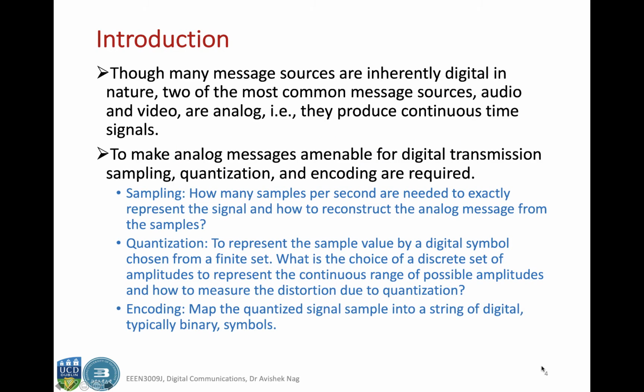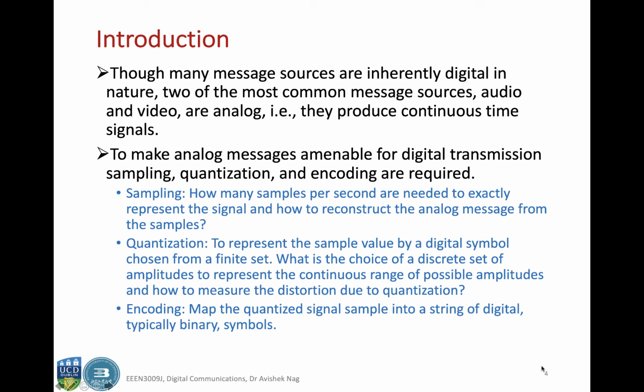So let's proceed. As I just said, the most common message sources that you come across in today's practical systems are audio and video, and they are analog in nature, and therefore we need to go through the following steps to properly use them for digital transmission. And these steps are sampling, quantization, and encoding.